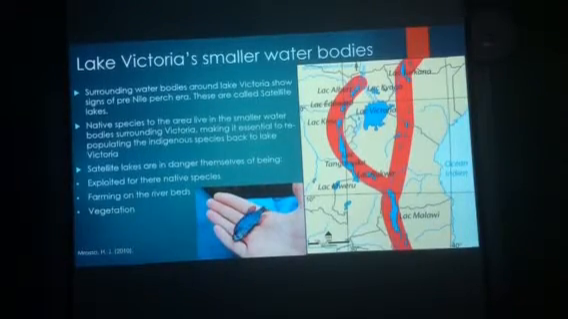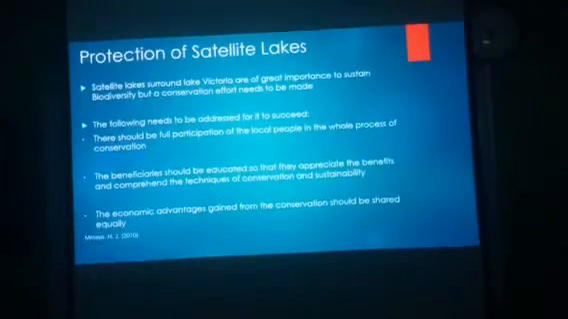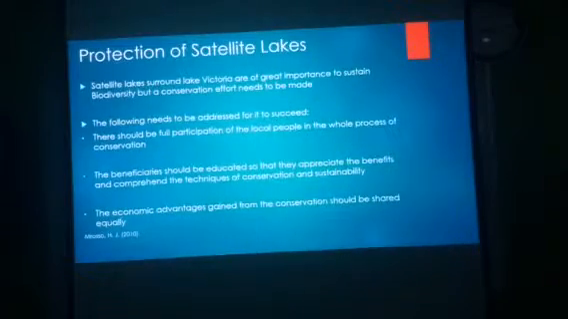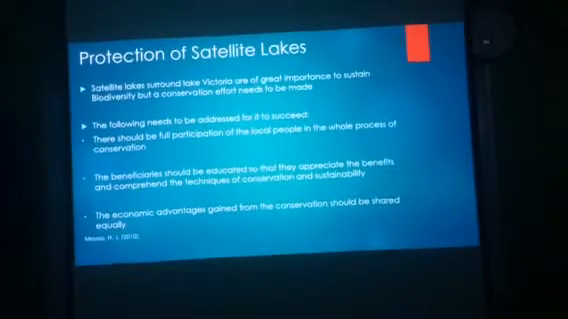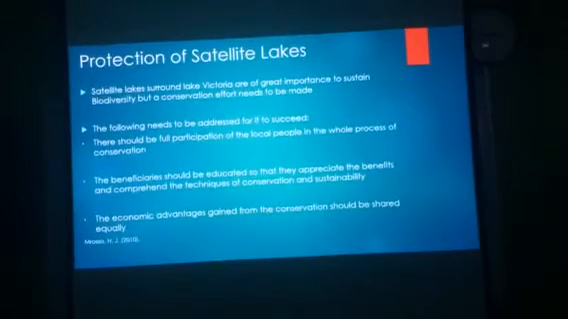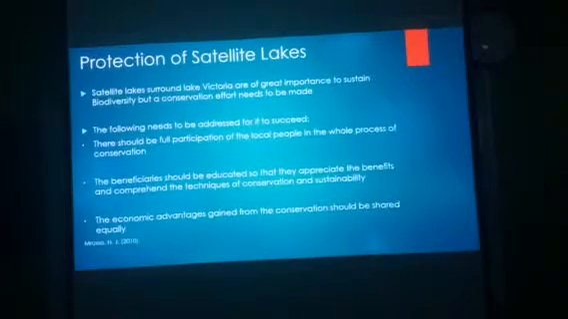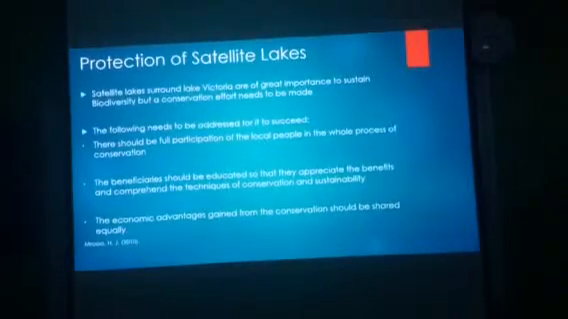Satellite lakes are in danger themselves of being exploited by the native species, farming on the riverbeds and vegetation. The protection of satellite lakes is essential. Satellite lakes surrounding Lake Victoria are of great importance to sustain biodiversity, but conservation of effort needs to be made. The following needs to be addressed for it to succeed. There should be full participation by the local people in the whole process of conservation. The beneficiaries should be educated so that they appreciate the benefits and comprehend the techniques of conservation and sustainability. The economic advantages gained by the conservation should be shared equally among the people.